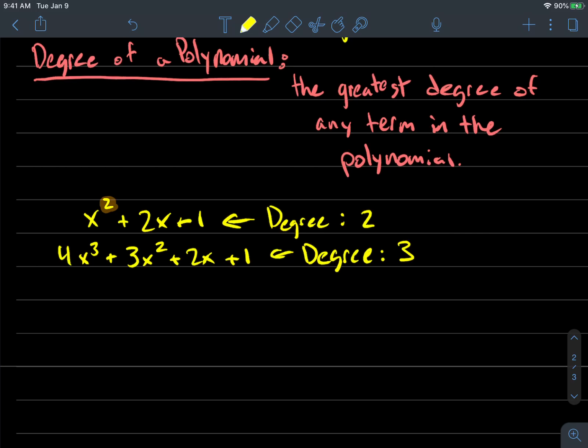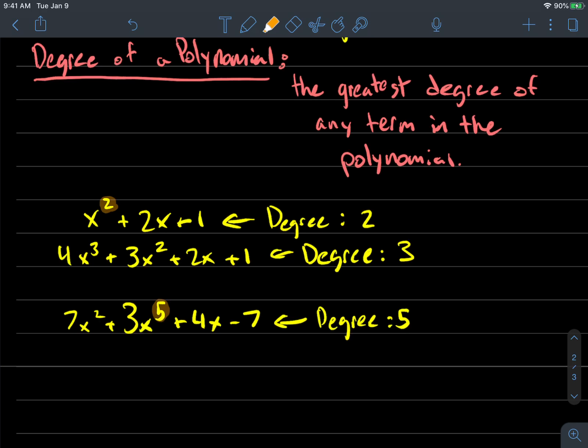If we have 7x squared plus 3x to the 5 plus 4x minus 7, here the degree is 5, because we're looking for the highest power. All right. That's basically it.